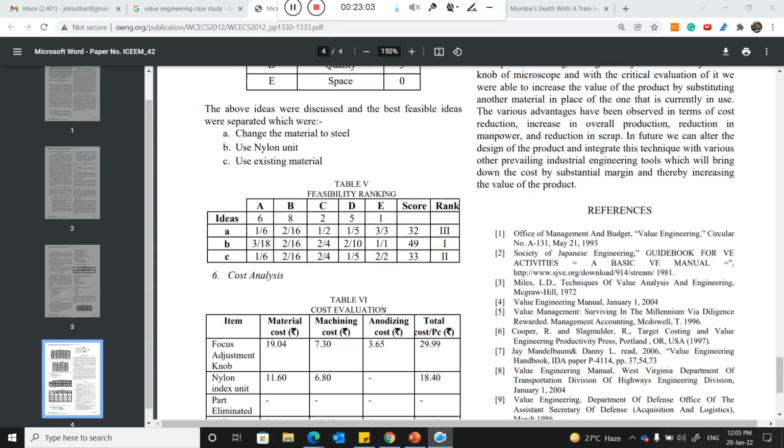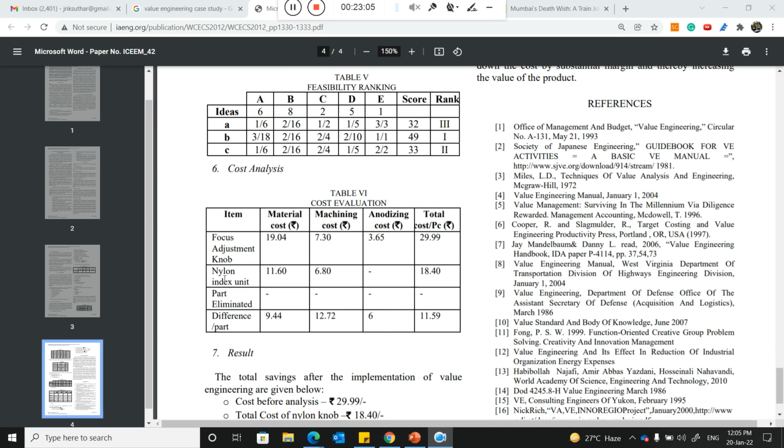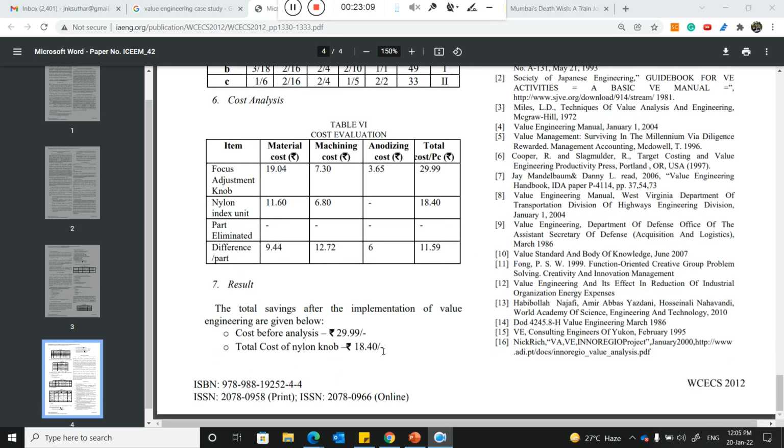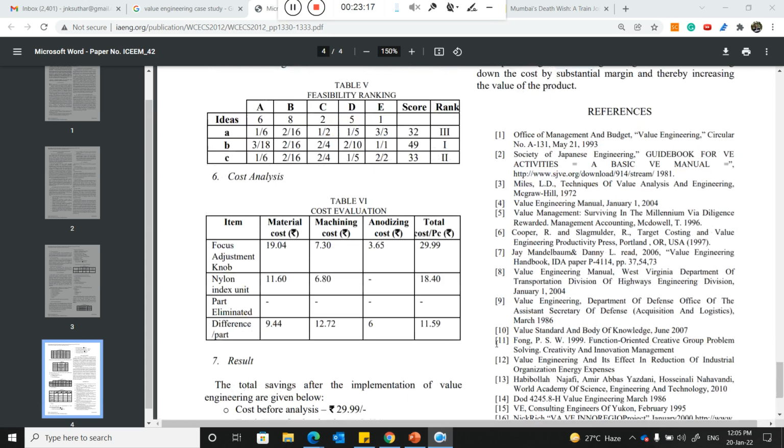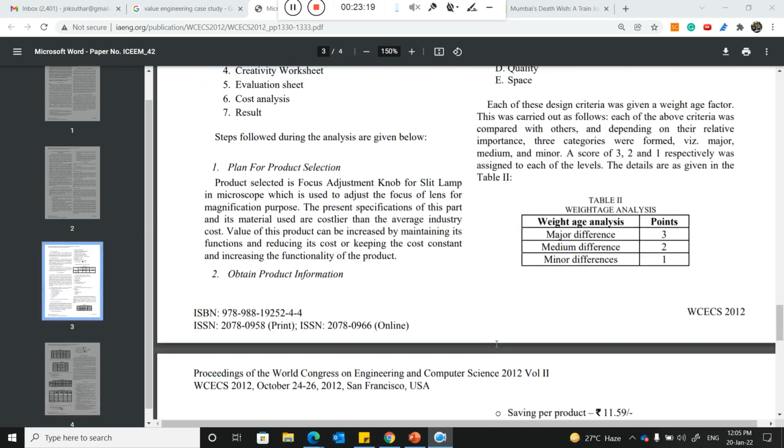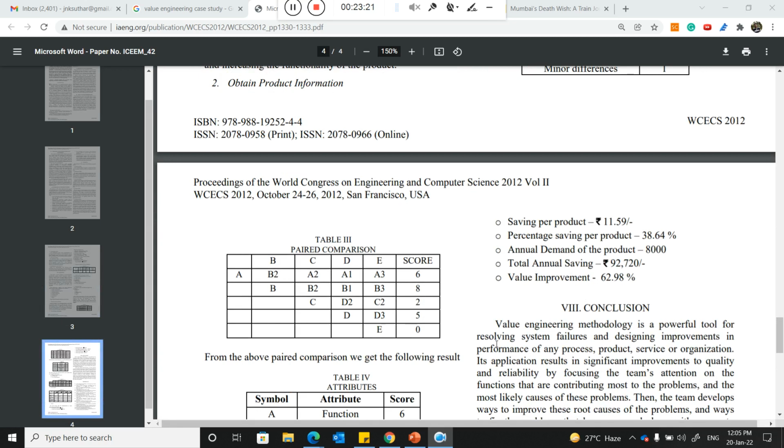After that they got all the results and selected the nylon one and saved the cost. The total cost was 29 and now the total cost is 18.40, and every industry wants to reduce the cost related to production. So you can apply value engineering and save the cost. The saving per product is 11.50, and the percentage saving is 38.64.